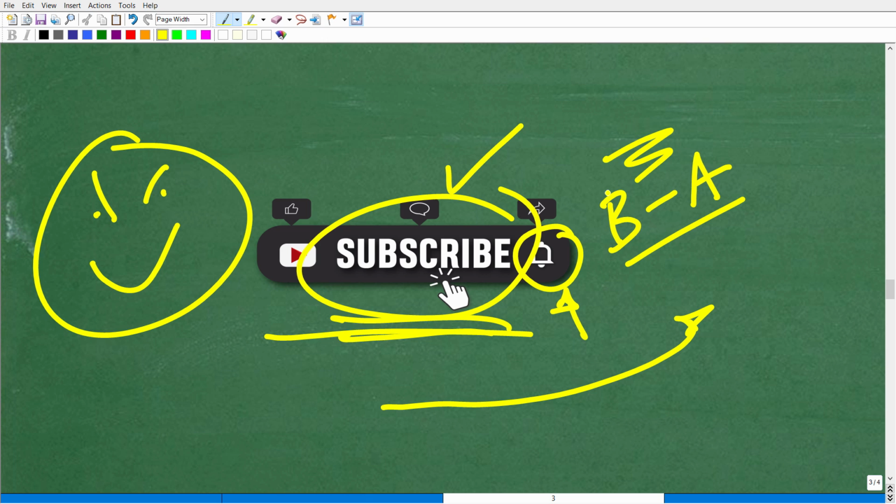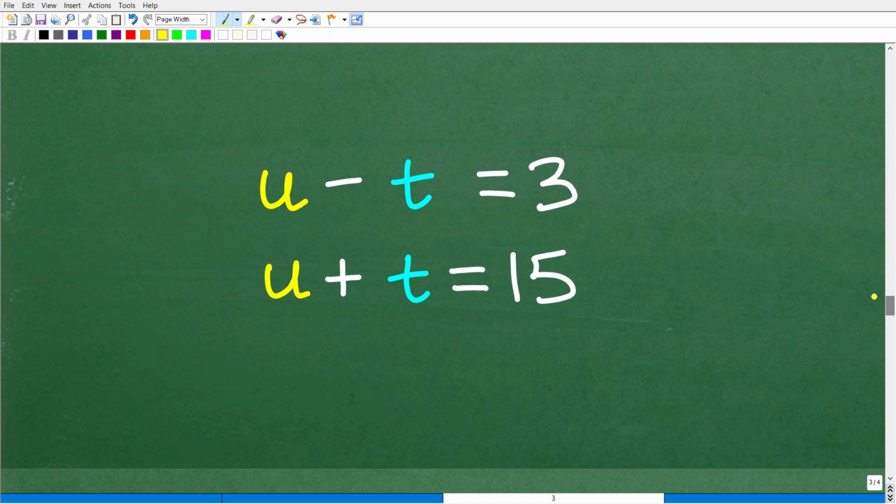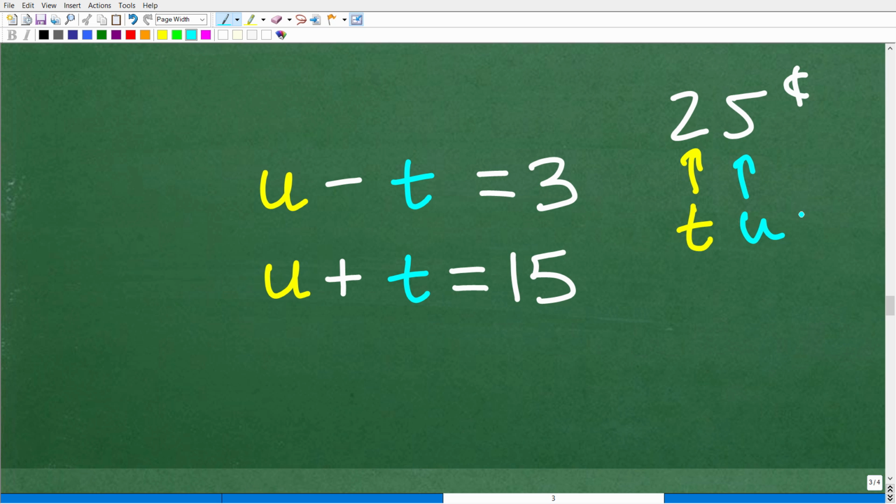Okay, so let's get back to this problem, because we do have a little bit of work to do. So we have a lovely two-variable linear system, right? So we need to solve for u and t. And once we have u and t, we basically have the digits, right? So again, if we have 25 cents, this one right here is our tens digit, and u represents our ones or our units digit. So if we know what u and t are, we can actually build the correct price.